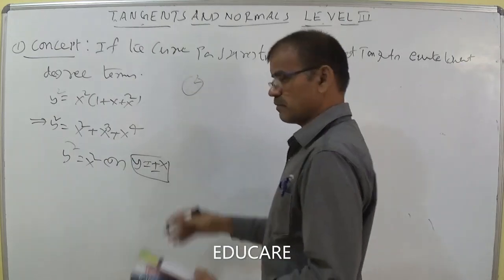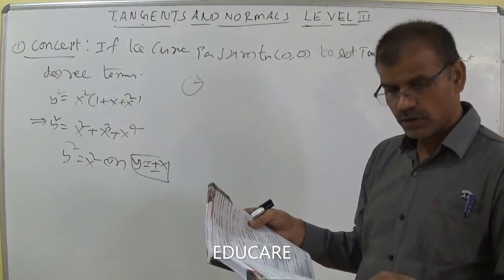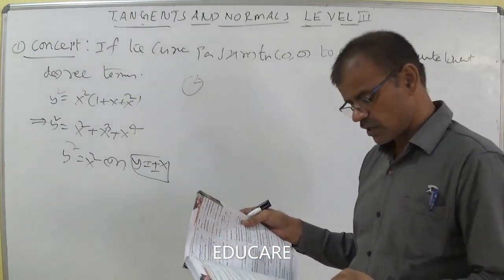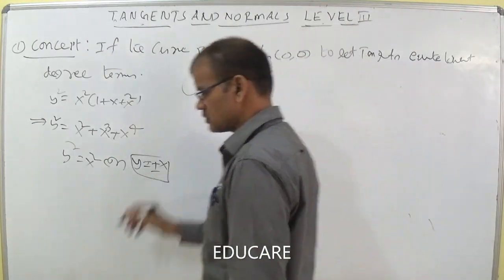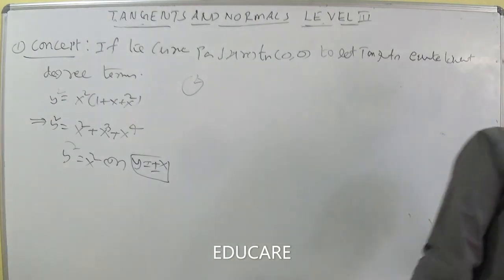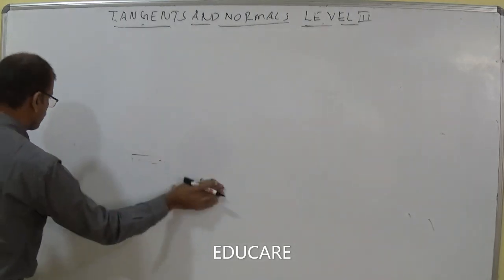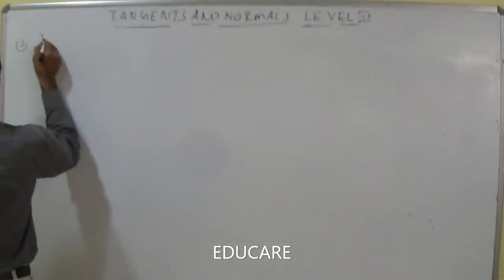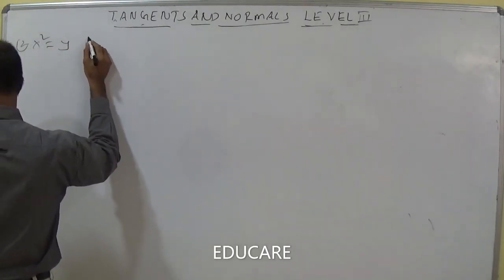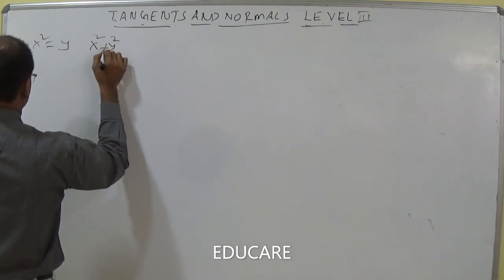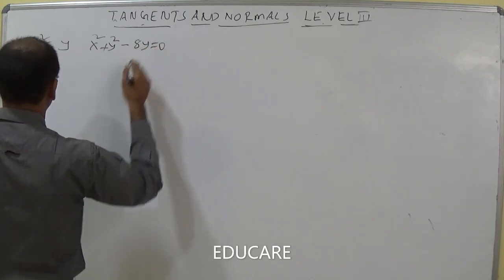Next, second question. Let us see the equation of the common normal at the point of contact of the curves x square equal to y and x square plus y square minus 8y equal to 0. x square is equal to y is a parabola, of the form x square equal to 4ay. That is the first one. And x square plus y square minus 8y equal to 0 he gave.